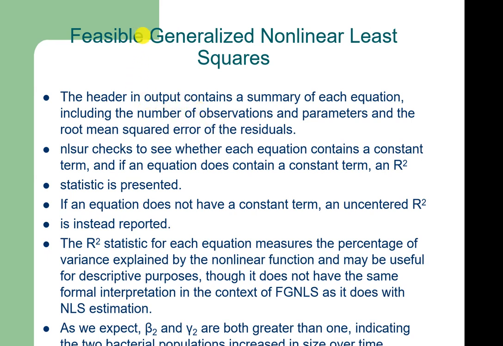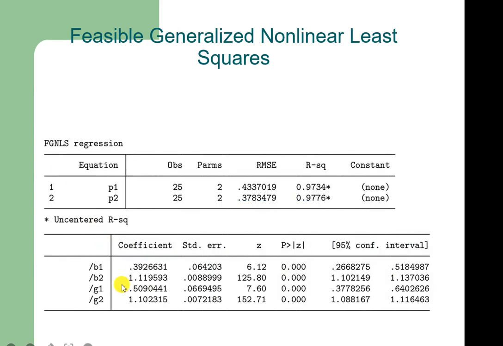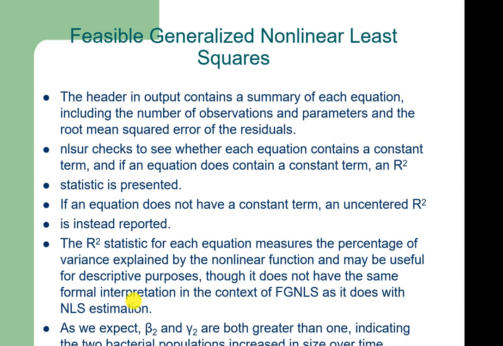And as we would expect, both beta 2 and gamma 2 are greater than 1, and these indicate that the two populations increased in size over time. So that is why they are greater than 1, and you can guess it from here. This is beta 2 that is greater than 1, and this is gamma 2 that is greater than 1, and it means that both these populations of bacteria of type 1 and type 2 are increasing over time in size.